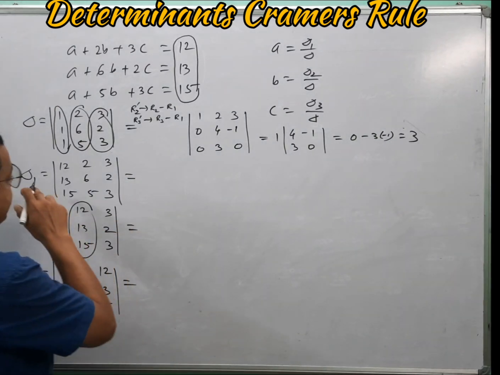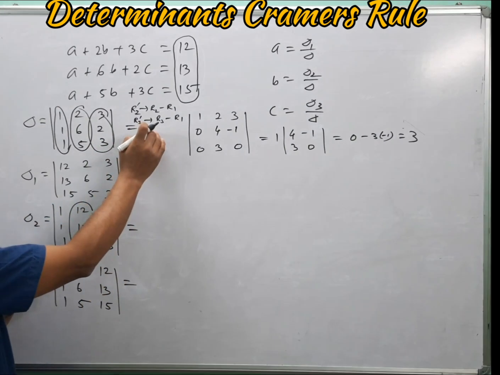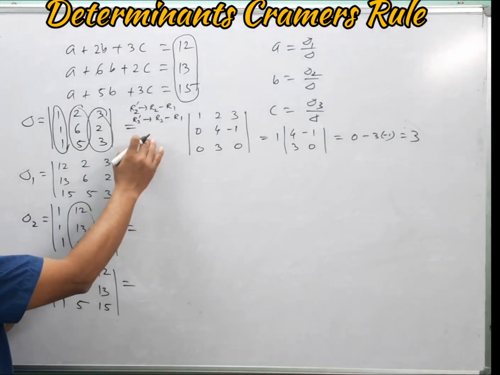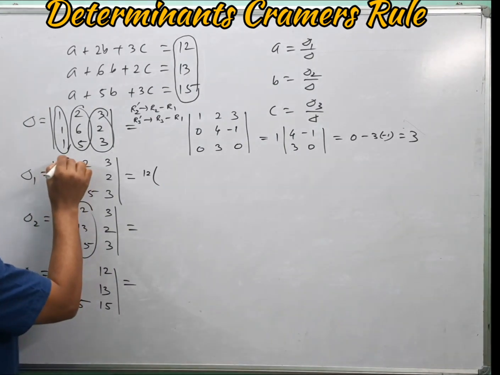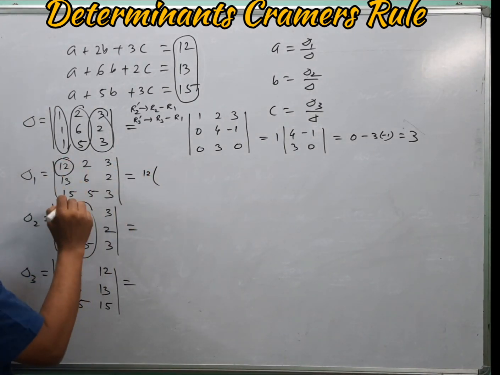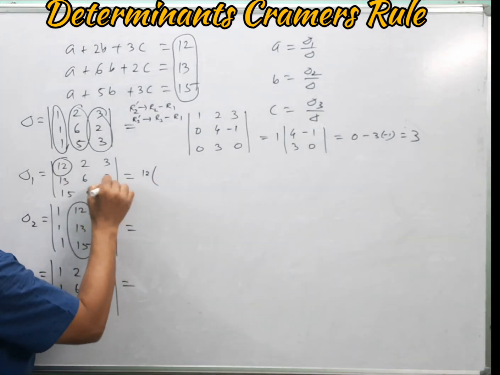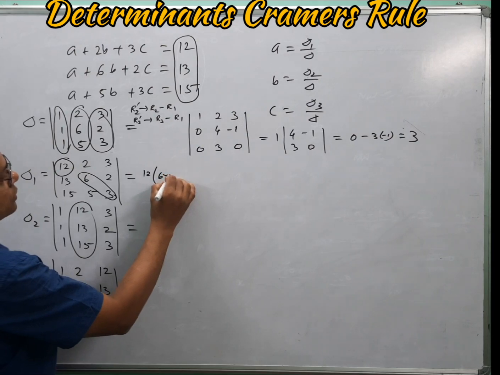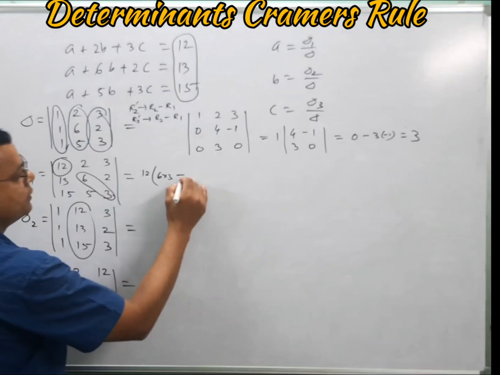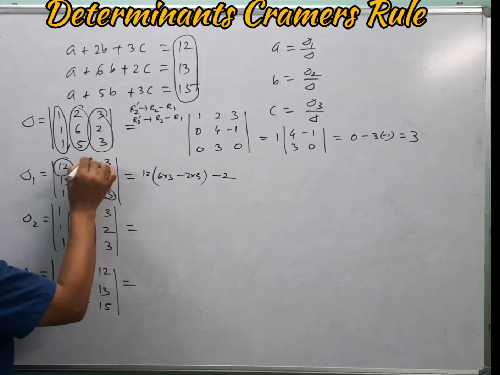Now coming to delta 1. Look, for delta 1 I cannot use these properties. If I use this property it will be a little big. So we will go to the direct method. That is 12. I will take this element and leave this row, leave this column. That means next is 6 and 3 multiply. Okay, see here 6, 3, that means 6 into 3. Next 2 into 5, 2 into 5.